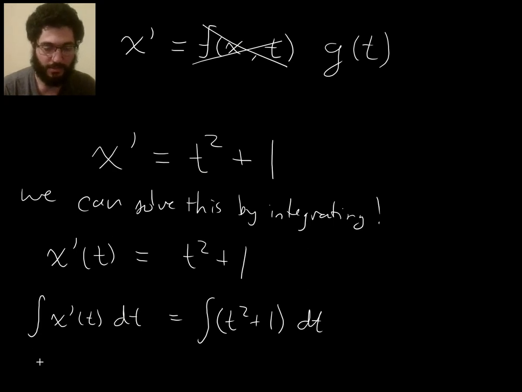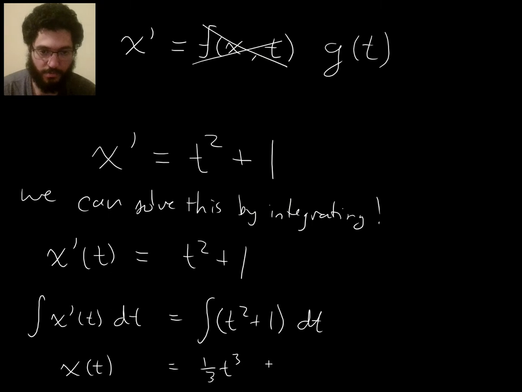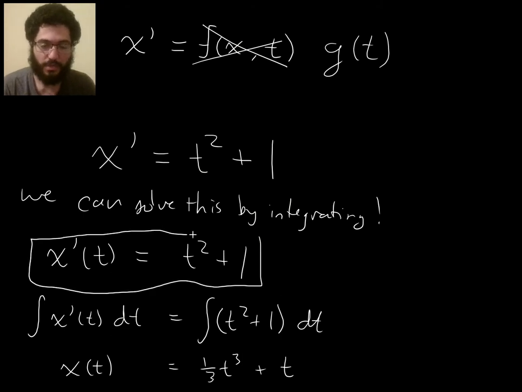Okay, so integrate both sides. Then here we get x of t equals, and there we get 1/3 t cubed plus t. So this is what I have found here: one solution to the differential equation. If you were given this differential equation and you were asked to find a solution to it, then you could give this and you would be correct.